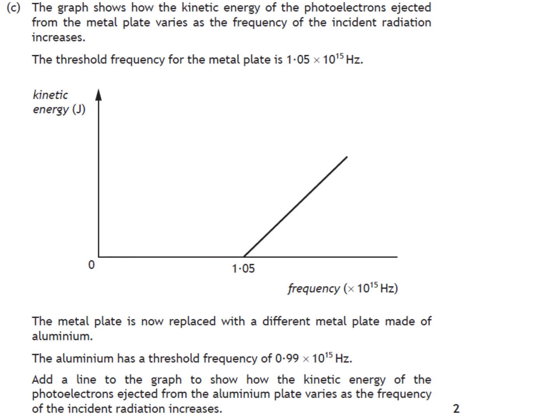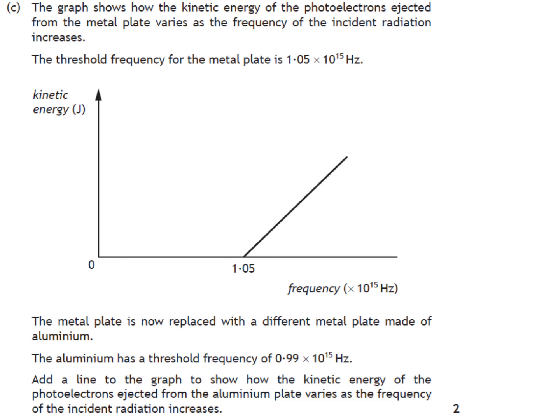Okay, so the next question is, have a read of this yourself and have a go of it, and then I'll take you through the answer as usual. It tells you the threshold frequency of the metal plate is 1.05 times 10 to the 15 hertz, as shown on this graph. The metal plate is now replaced with a different metal plate made of aluminium. The aluminium has a threshold frequency of 0.99 times 10 to the 15 hertz.